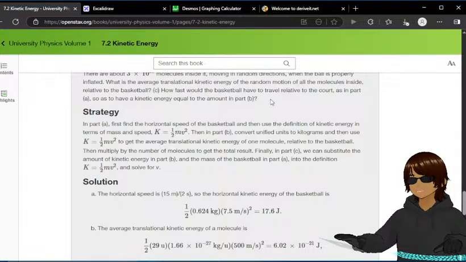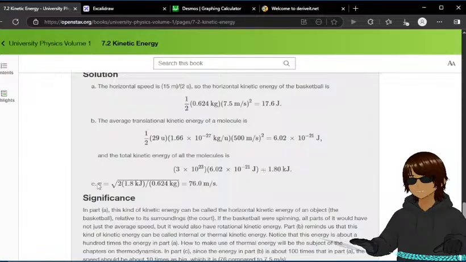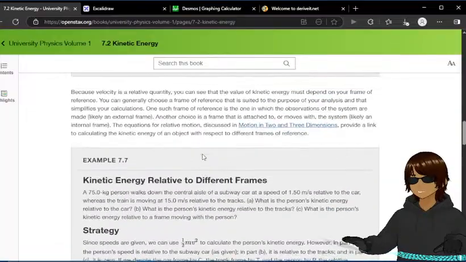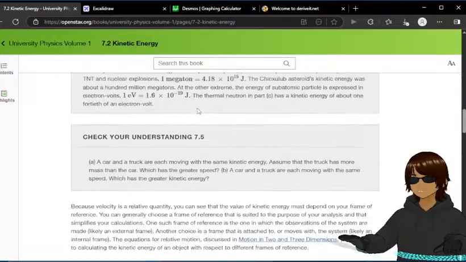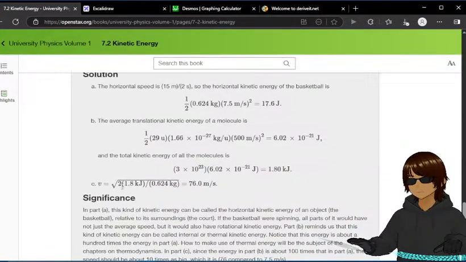How fast would the basketball have to travel relative to the court, as in part A, so as to have the kinetic energy equal to the amount in part B? We're talking about this much amount, or this much. So for the velocity, we're still using the kinetic energy formula, half m v square, but it's rearranged to get the speed.